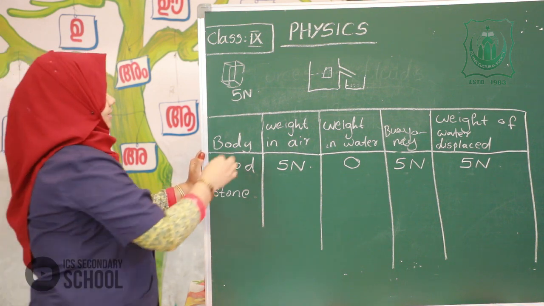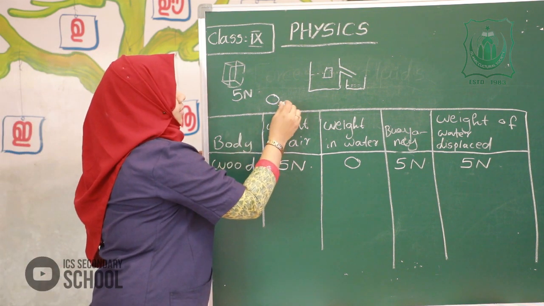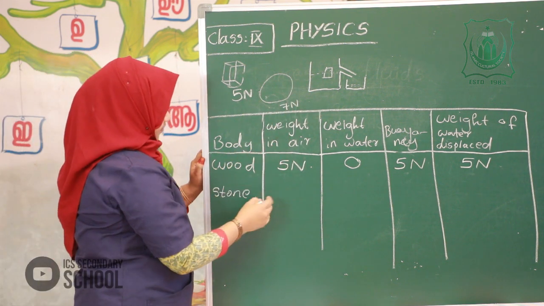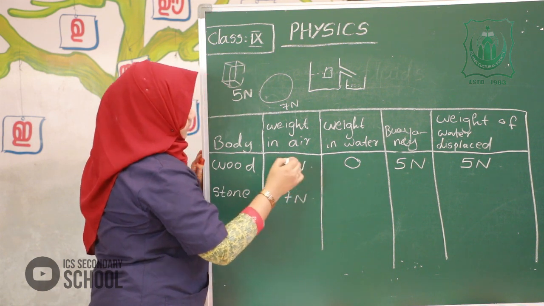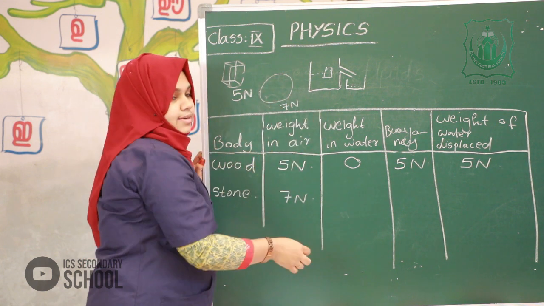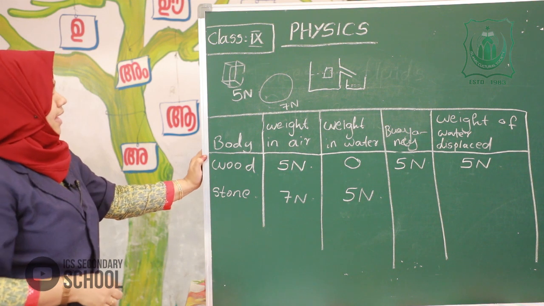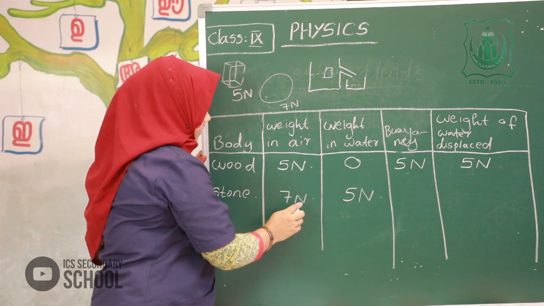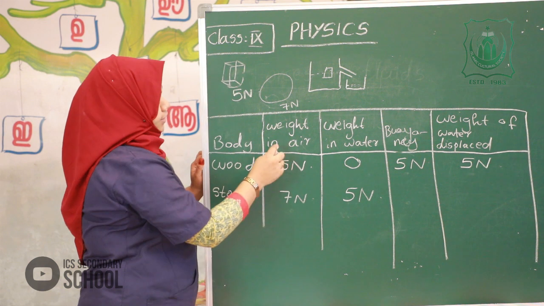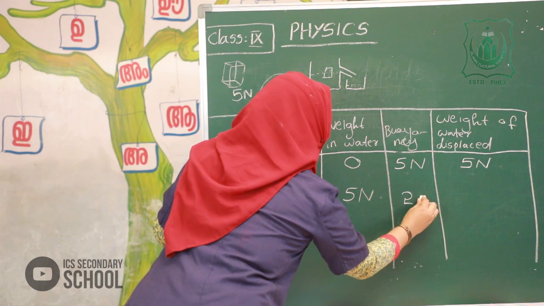Next I take a stone, a big stone of about 7 Newton. So the weight in air is 7 Newton. Weight in water: after measuring the weight of the stone in water, we get 5 Newton. Then buoyancy, 7 minus 5. We know that buoyancy is equal to weight in air minus weight in water. So 7 minus 5, 2 Newton.